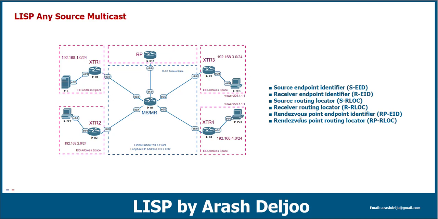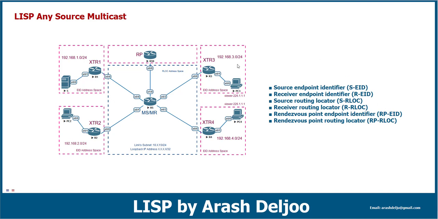After that, we have the rendezvous point routing locator, and again this is the routing locator of the RP, for example the routing locator of R10. Assume that here we are using R10 as the RP. Because of that, we have one RLOC on router 10, and that is the RP RLOC. And if you are using one IP address for the RP, for example 10.10.10.10, or another IP address, that is the RP EID.